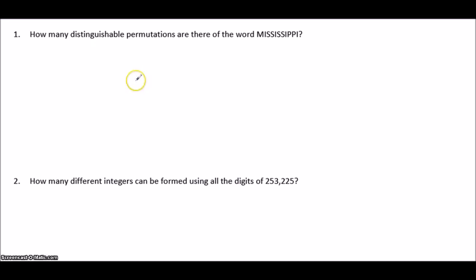So now on to a few examples. Our first example is probably the most famous problem of distinguishable permutations: how many ways can we write the word Mississippi? It's a nice example because it has lots of repeated letters.